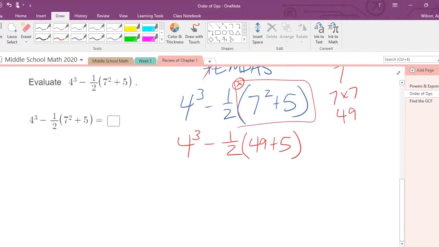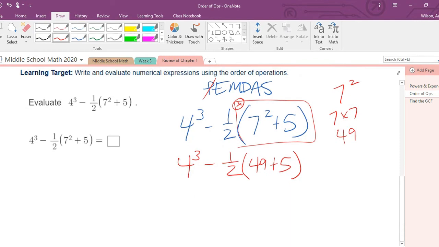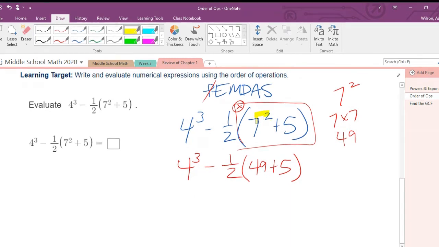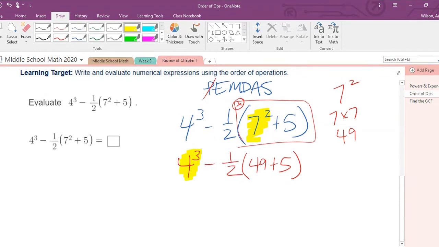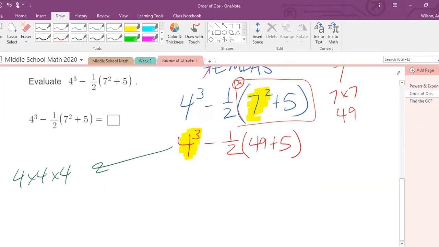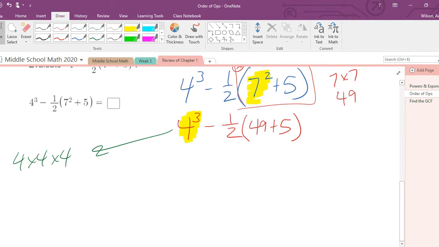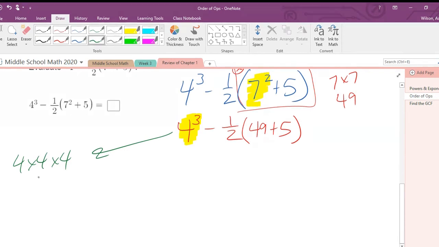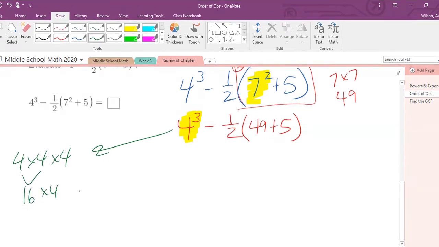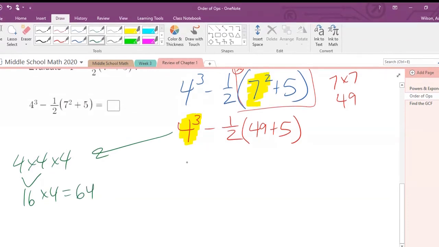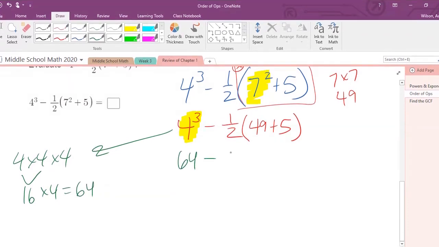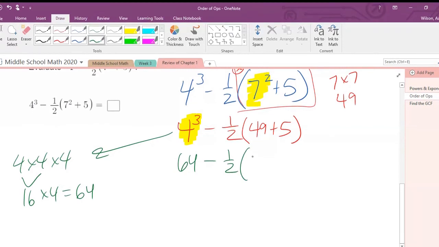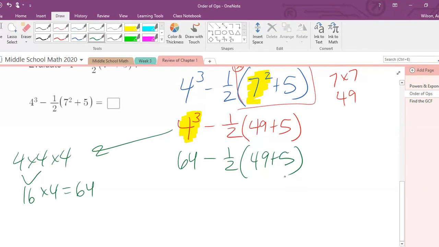So next step, we've kind of also done some of the exponents. We just did that, but we still have this exponent. Well, what is 4 to the third power? That means 4 times 4 times 4. That is 64, because 4 times 4 is 16, and 16 times 4 is 64. So that gets replaced with 64 minus half of (49 plus 5).